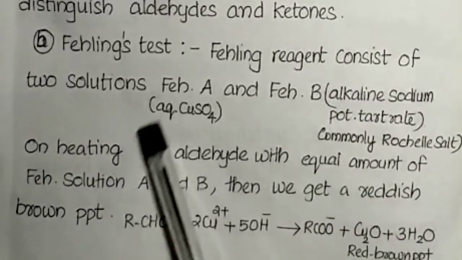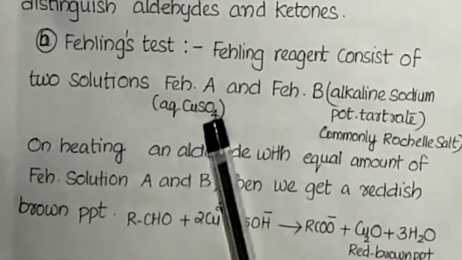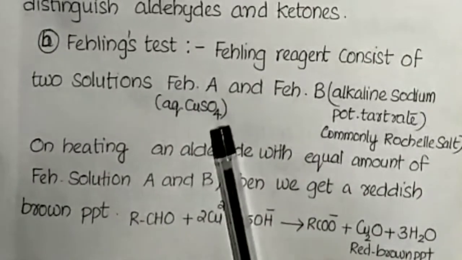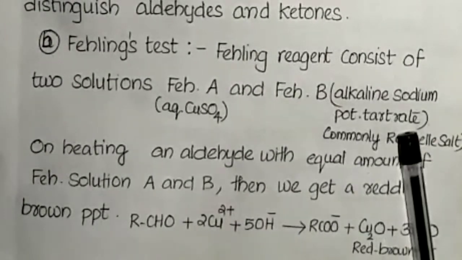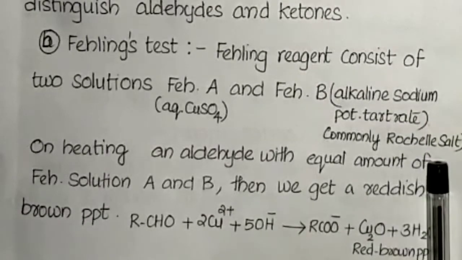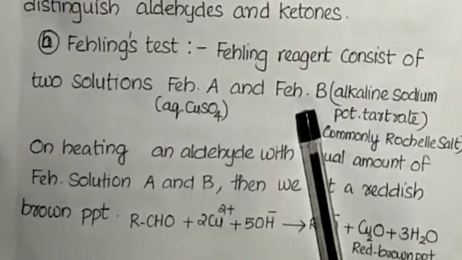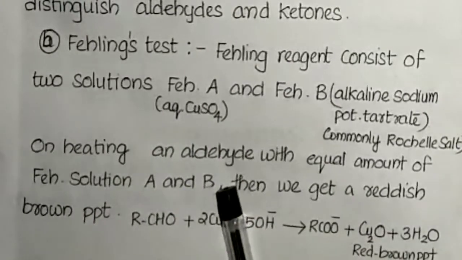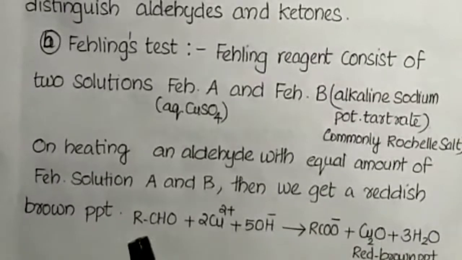Another test is Fehling's test. Fehling's reagent consists of two solutions, Fehling's solution A and Fehling's solution B. Fehling's solution A is aqueous copper sulfate solution and B is alkaline sodium potassium tartrate, commonly known as Rochelle salt. An equal mixture of Fehling's solution A and B is known as Fehling's reagent. Then aldehyde on heating with equal amounts of Fehling's solution A and B gives a reddish brown precipitate.